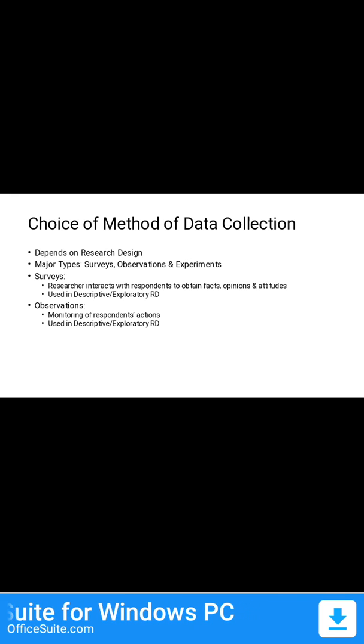So what happens in observation? The researcher only monitors the respondent's or the subject's actions. So there is no interaction between the two. This is the major difference between surveys and observation. In survey there is an interaction between the two, researcher and the respondent, while in observation the researcher only and only monitors the respondent, or a better word would be the subject. Again, observations are generally used for descriptive and exploratory researches, used in descriptive and exploratory research designs.